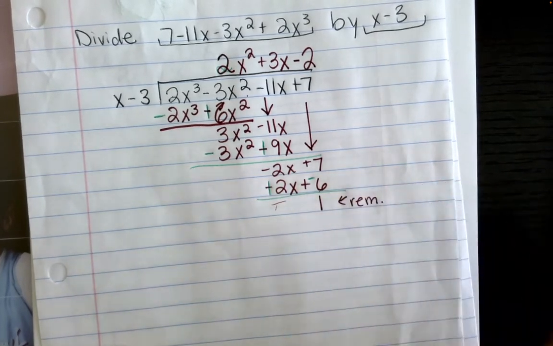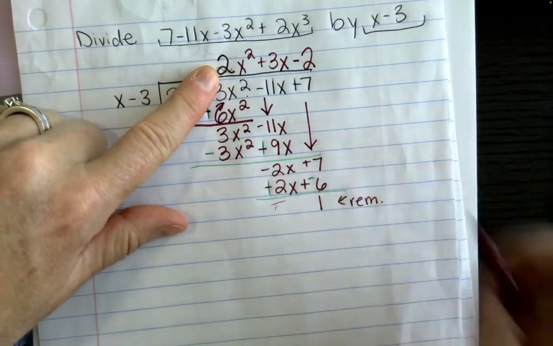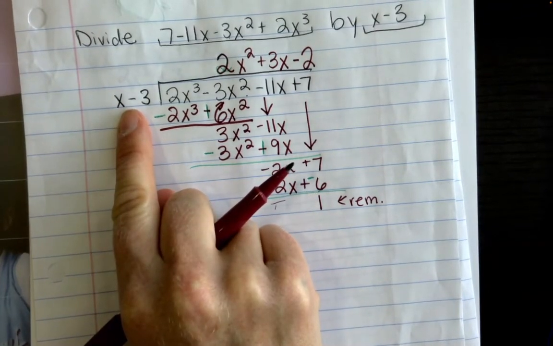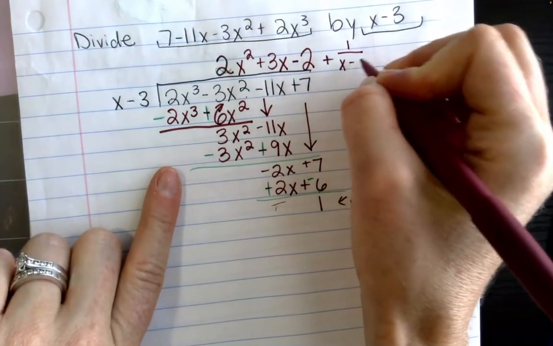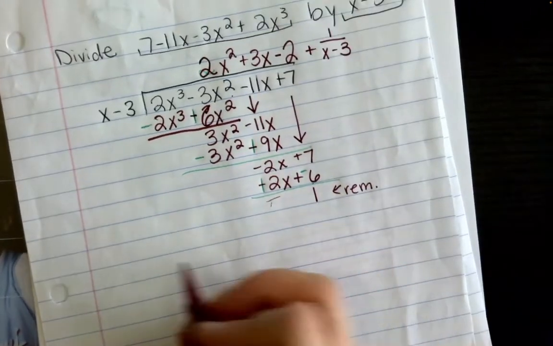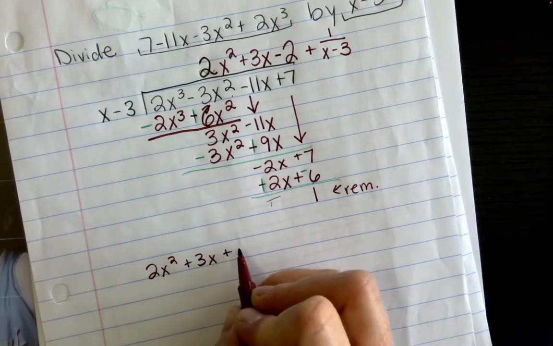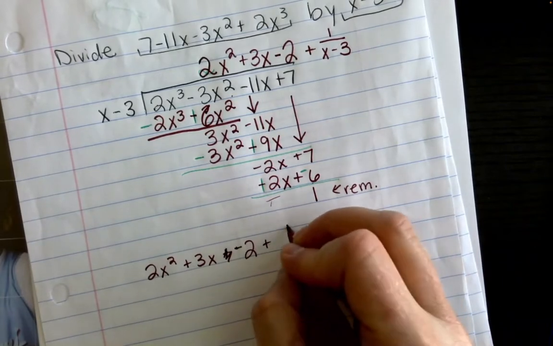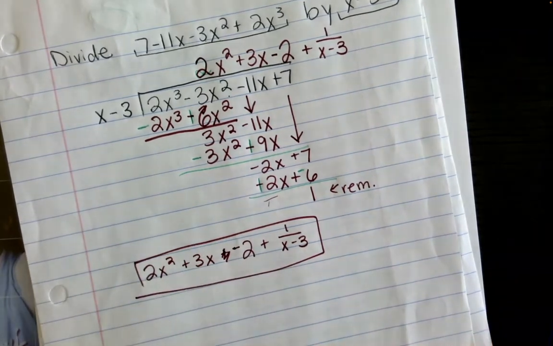So it's not evenly divided. Our solution is this plus whatever our remainder is over what we divided by. So we're going to put plus 1 over x minus 3. That would be the same thing if we actually divided; we would write it like that. So our solution is 2x squared plus 3x minus 2, plus 1 over x minus 3. That is our solution.